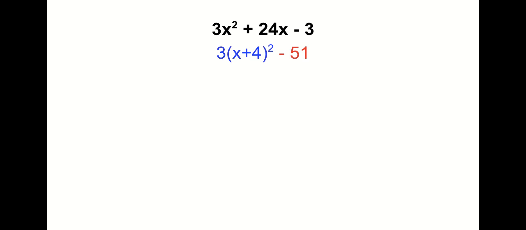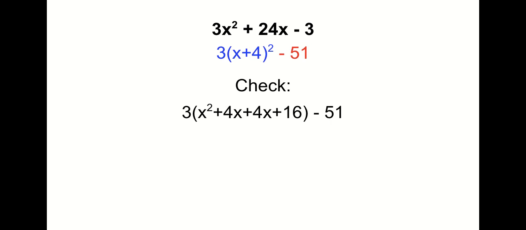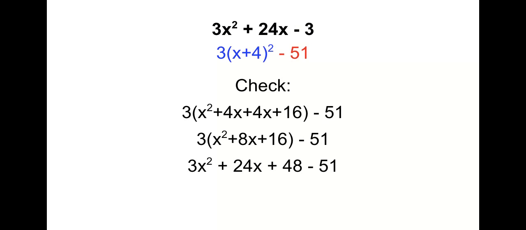So let's run a check. Let's check and let's use distribution. So x plus 4 squared will be x squared plus 4x plus 4x plus 16, right? And the 16 is just this 4 squared. All right, so now I'll distribute, actually I'm going to collect my like terms again. So my two 4x's, I'll make an 8x. All right, distribute the 3. So I'll get a 3x squared plus 24x plus, again, 3 times 16 is 48. And now I have two constants, like terms, now I can combine these. Right, so 48 minus 51 is minus 3.